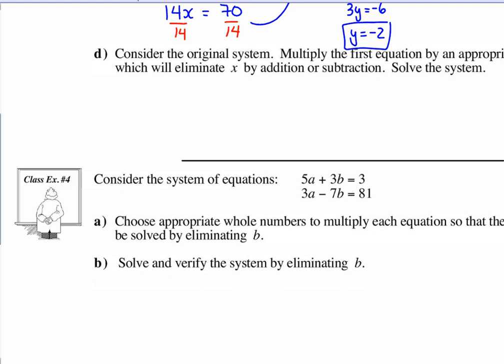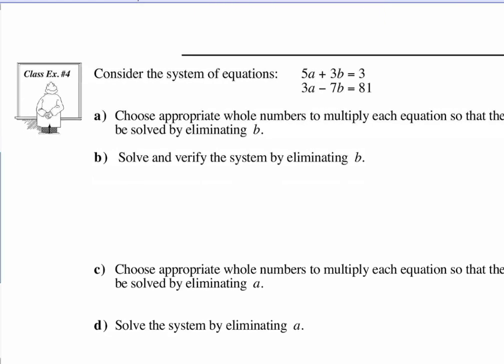All right. Let's look at this guy. I love this question. Consider the system 5a plus 3b equals 3, 3a minus 7b equals 81.